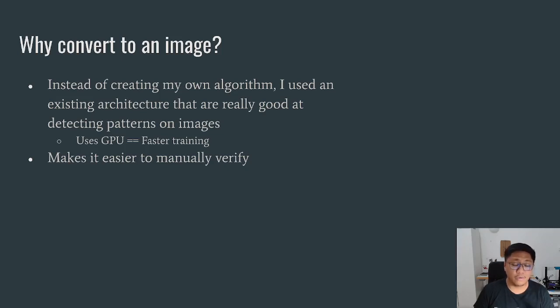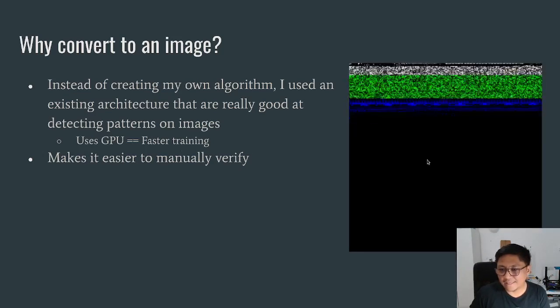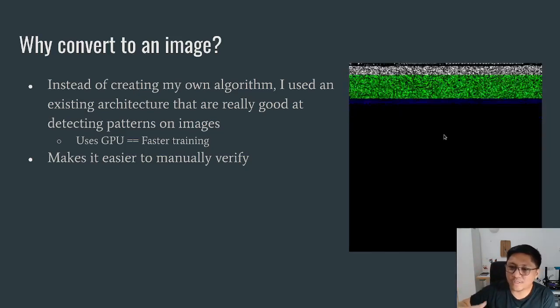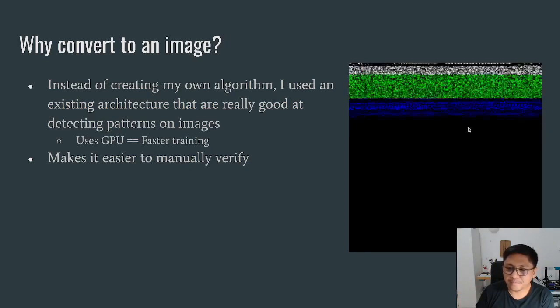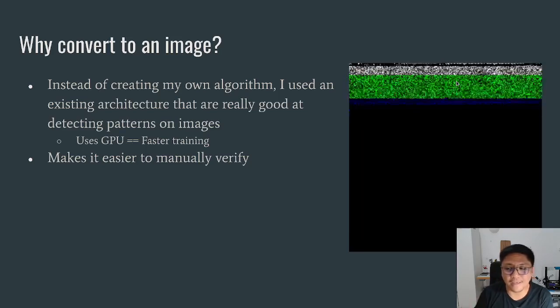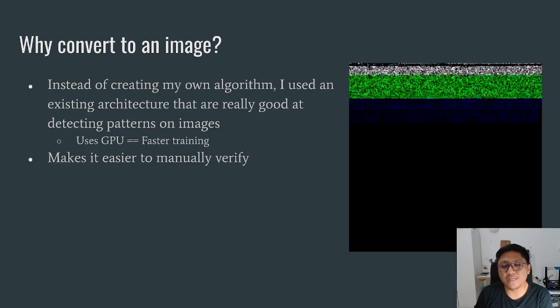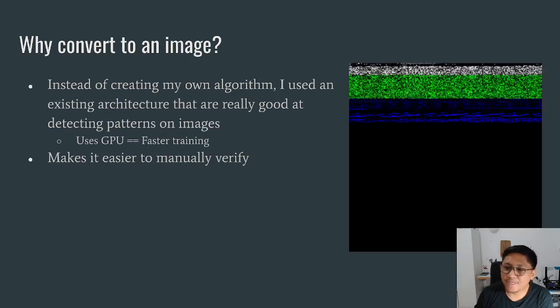And another reason why I've converted it into an image is that it makes it easy for me to manually verify if the dataset is correct. For example, if you look at this image right here, this is a GIF image of 1,000 versions of UPX that are looping. And you could see that definitely these 1,000 UPX files have a pattern that we could see. You could see that it changes somewhat. These are the garbled data.